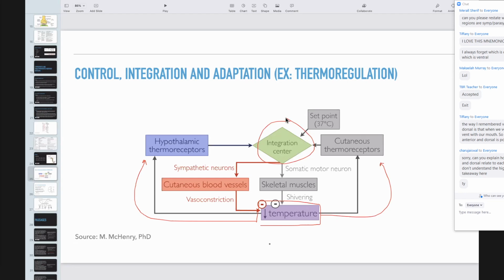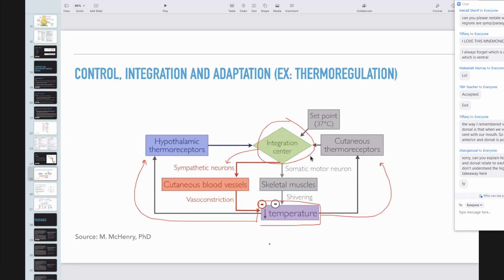You can do this in different ways. You can use sympathetic neurons, which you can't control. You can't tell your blood vessels to constrict, they just do it on their own. So the integration system, your brain, will tell the sympathetic neurons to constrict your blood vessels. That pulls the blood away from your skin, away from the cold environment, and tries to keep a more core body temperature to heat it up.